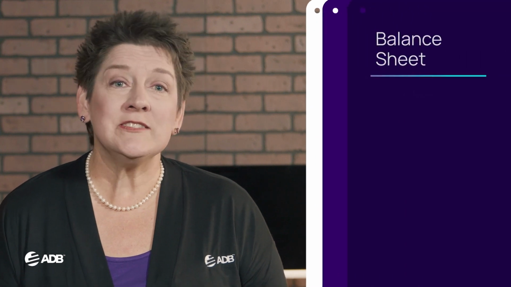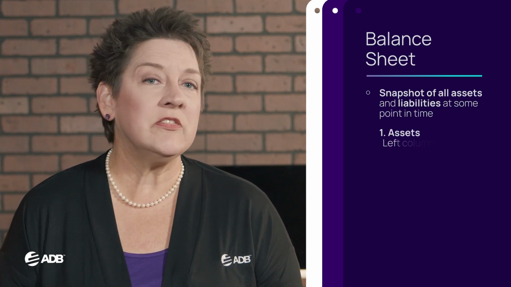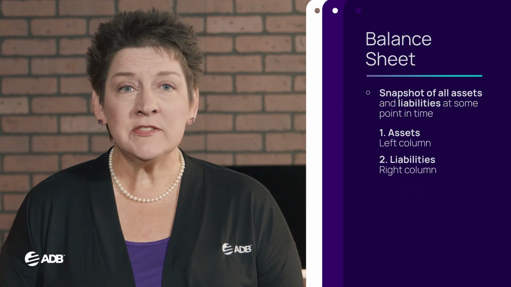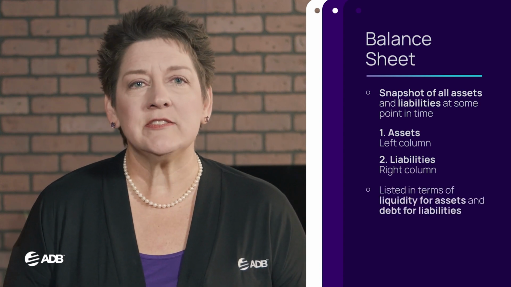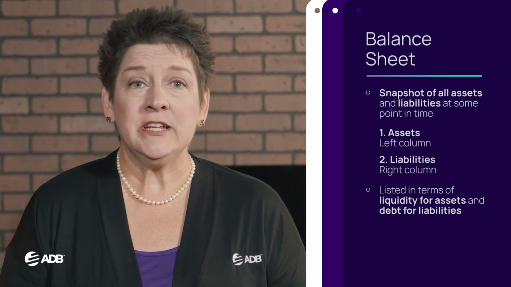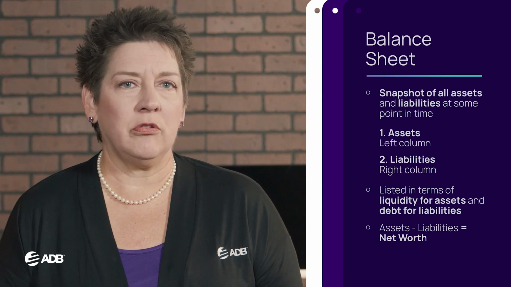The balance sheet is a snapshot of all of the company's assets and liabilities at some point in time. Assets are listed in the left column of the balance sheet and liabilities are on the right. They're listed in terms of liquidity for the assets and in terms of debt for the liabilities. The formula for the balance sheet is assets minus liabilities equals net worth.